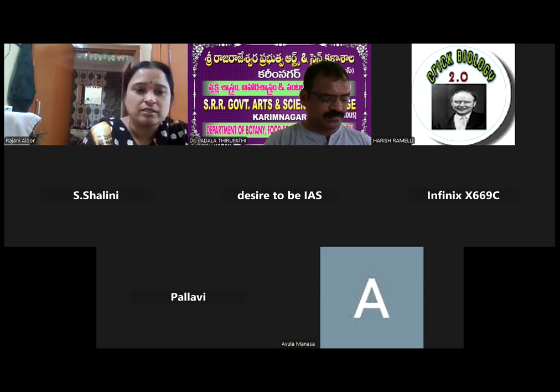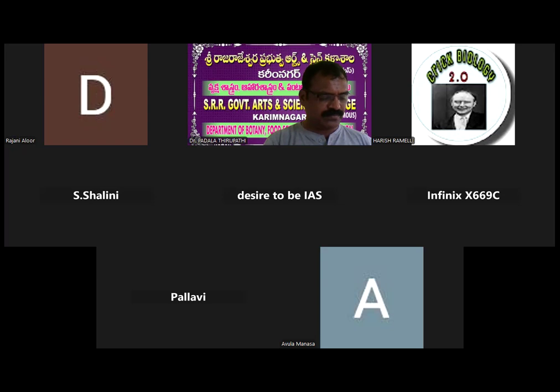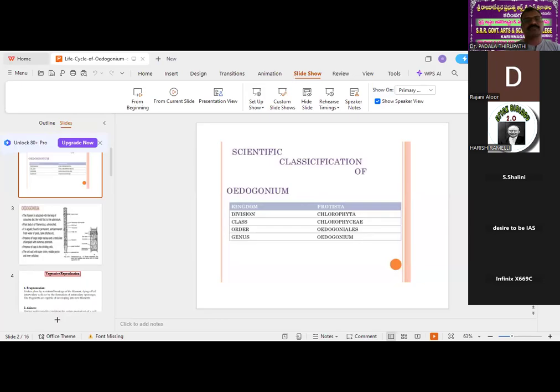Now we will discuss another type study, called Oedogonium. One second, I'll share my PPT. Okay, this is not a theory class, no. What is the importance in the competitive exam? Which one is the expression of the question? How to frame the question? These are the things. Okay, now, one second, slideshow from beginning.